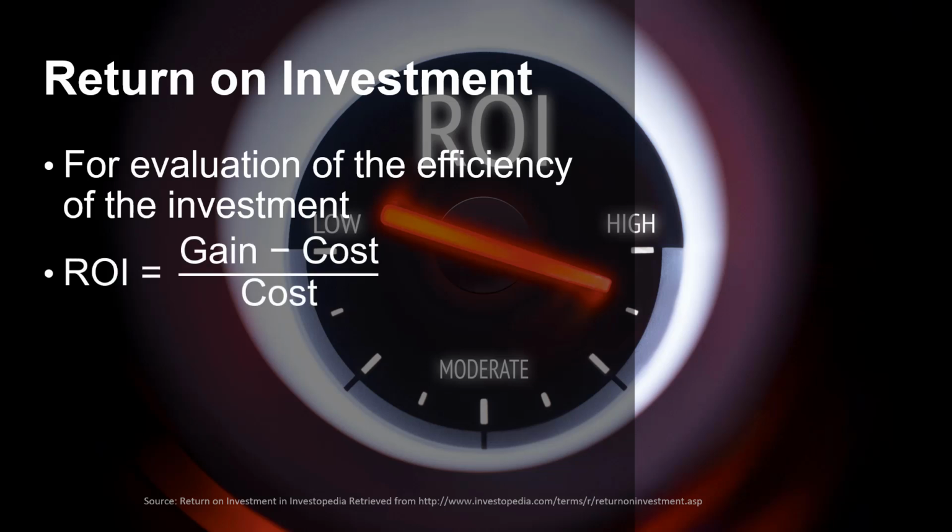The formula takes the gain minus the cost and divides it by the cost. Looking at the formula, you can see that the numerator is effectively profit. You could call it the benefit of the investment. The denominator is the cost of the investment. This can be expressed as a ratio, which is the way the formula is written, or as a percentage by simply multiplying the ratio by 100.